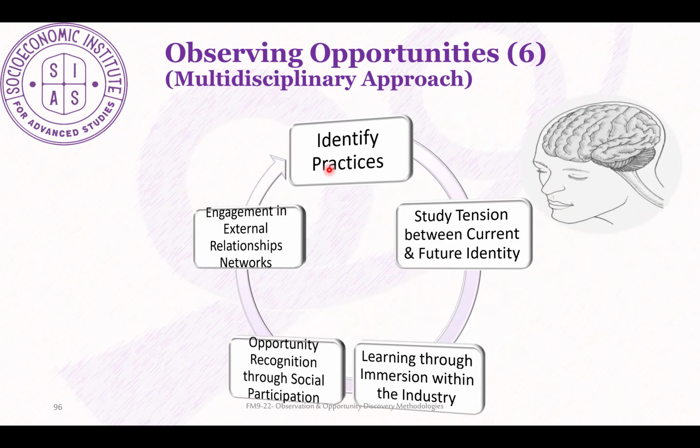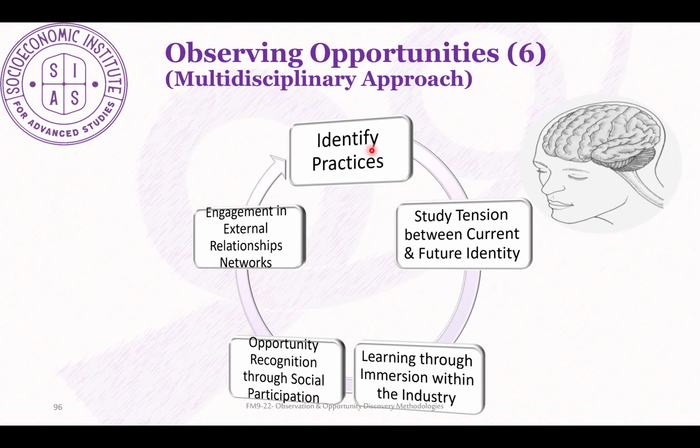We should also identify the practices within a certain opportunity. We study the tension between the current and future identity, and then we start to do learning through immersion within the industry. And then we see that the opportunity is recognized through social participation, and how it can be recognized through social participation. And then we start to create an engagement in external relationship networks.